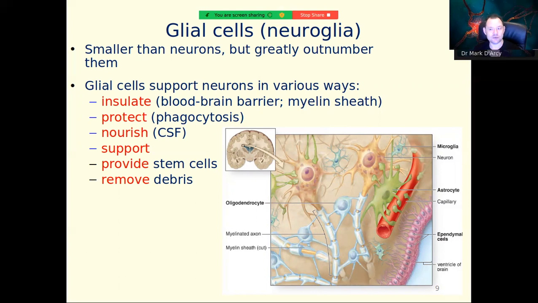Stem cells are very important. They are needed to make new cells. Stem cells divide to make new cells. So some provide stem cells and some remove debris.